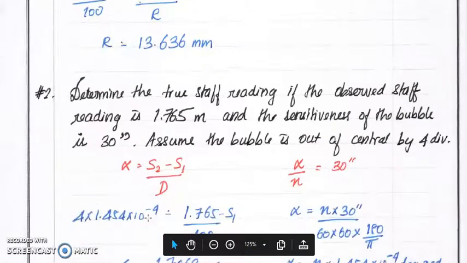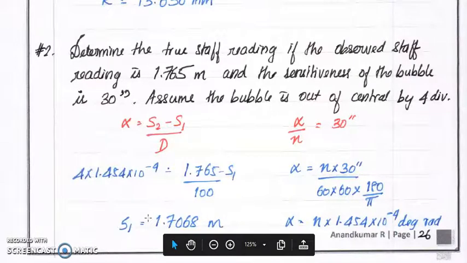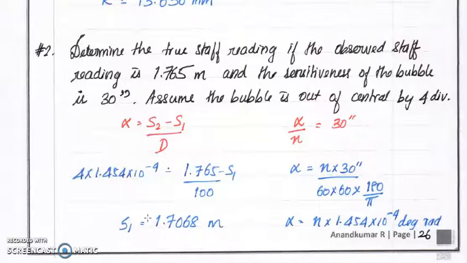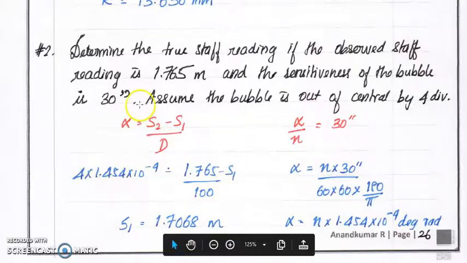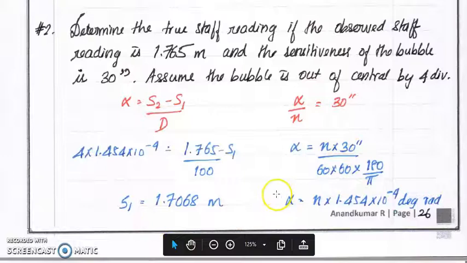Next, determine the true staff reading if the observed staff reading is 1.765 meters and the sensitiveness of the bubble is 30 seconds. Assume the bubble is out of the central by 4 divisions. So alpha equals S2 minus S1 by D, and alpha by N equals 30 seconds. From this relation you can get S1 equal to 1.7068 meters. Very simple, same formula. Alpha is given, S2 and D are given, S1 is not given, so from this relation you can get S1. Similarly, from alpha by N equals 30 seconds, you can get alpha.